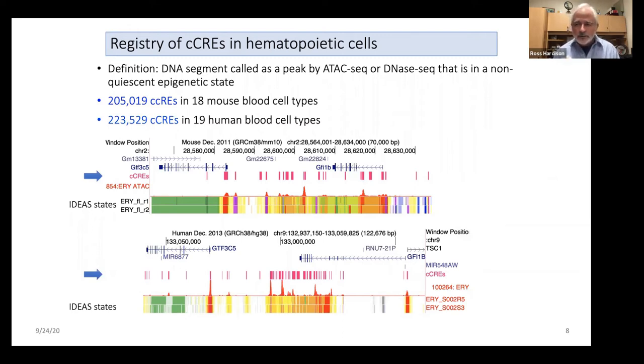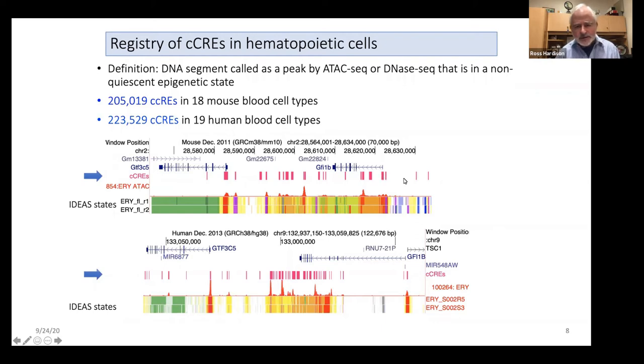The thing I want to focus on now is not the entire genome, but rather let's make some discrete calls for likely regulatory elements, candidate cis-regulatory elements. And with this integrative modeling, it's a fairly straightforward procedure. We find all of the peaks called by chromatin accessibility, ATAC-seq or DNase-seq, and then we just ensure that those peaks are not solely in quiescent regions of the genome, and then we got our cCRE calls. And we also know what the epigenetic state of each of these elements is across the cell types. Both in mouse and in human blood cell types, we get slightly over 200,000 of these elements.